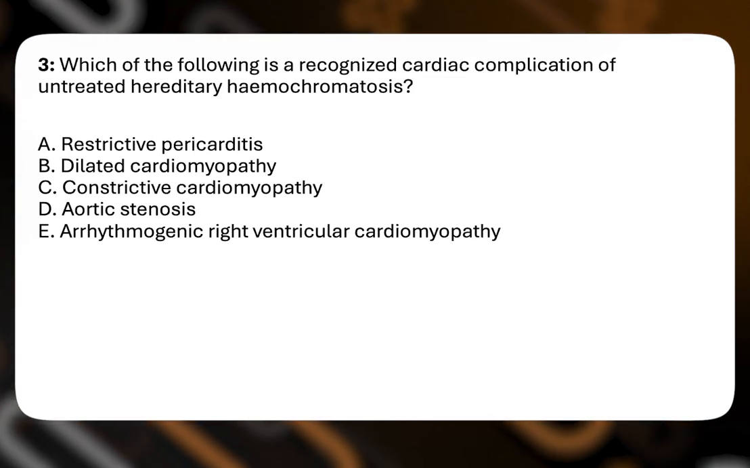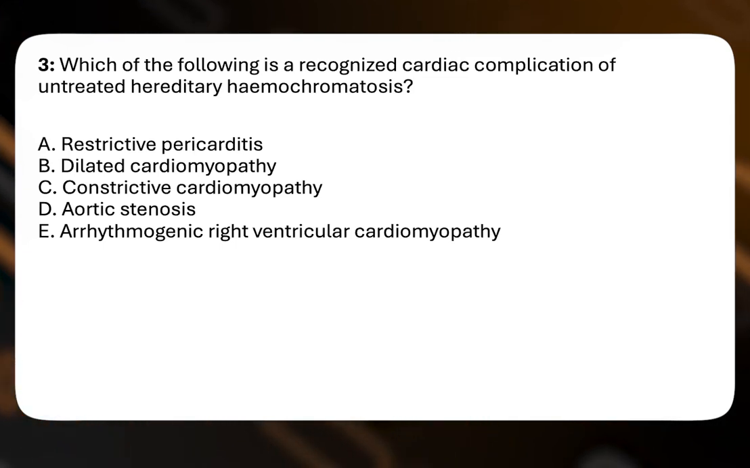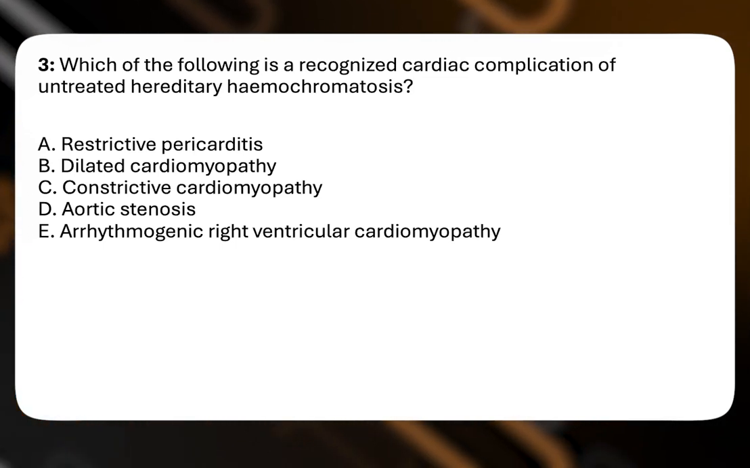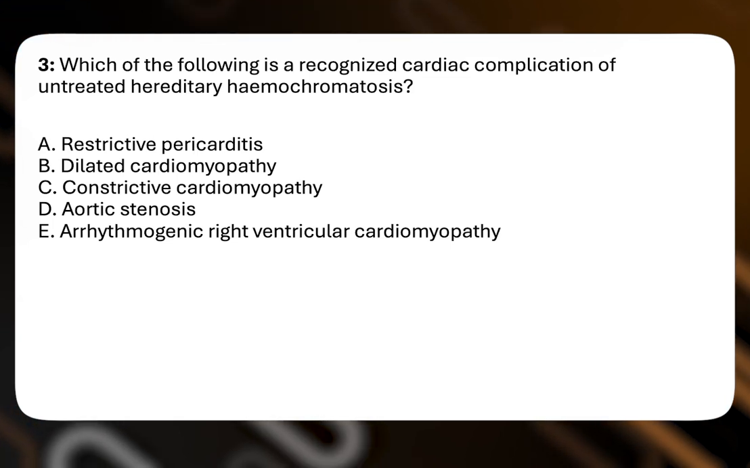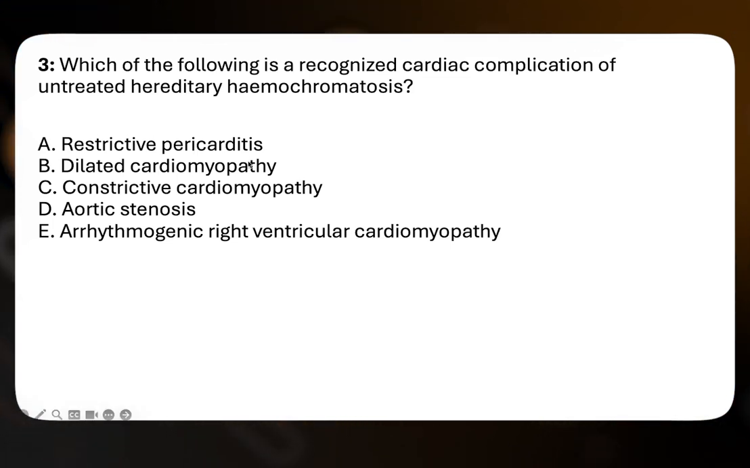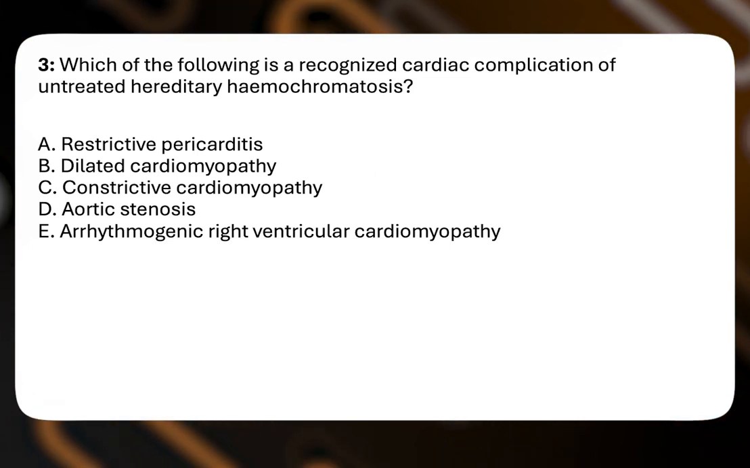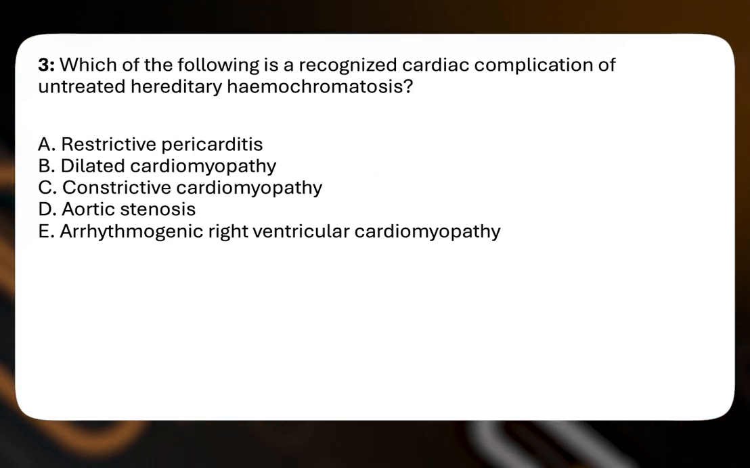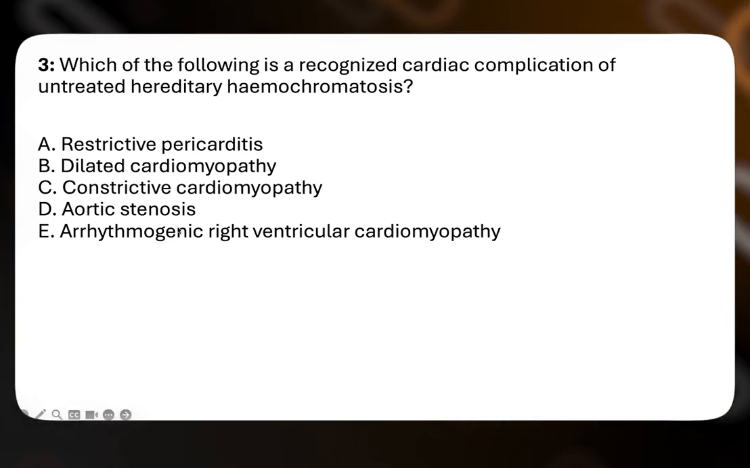Which of the following is a recognized cardiac complication of untreated hereditary hemochromatosis? We discussed already, it is dilated cardiomyopathy. I have seen some of the answers as restrictive, because it's logical to think that as something deposits in the heart, you will have a restrictive or constrictive cardiomyopathy, correct? But no, here it is a dilated cardiomyopathy.